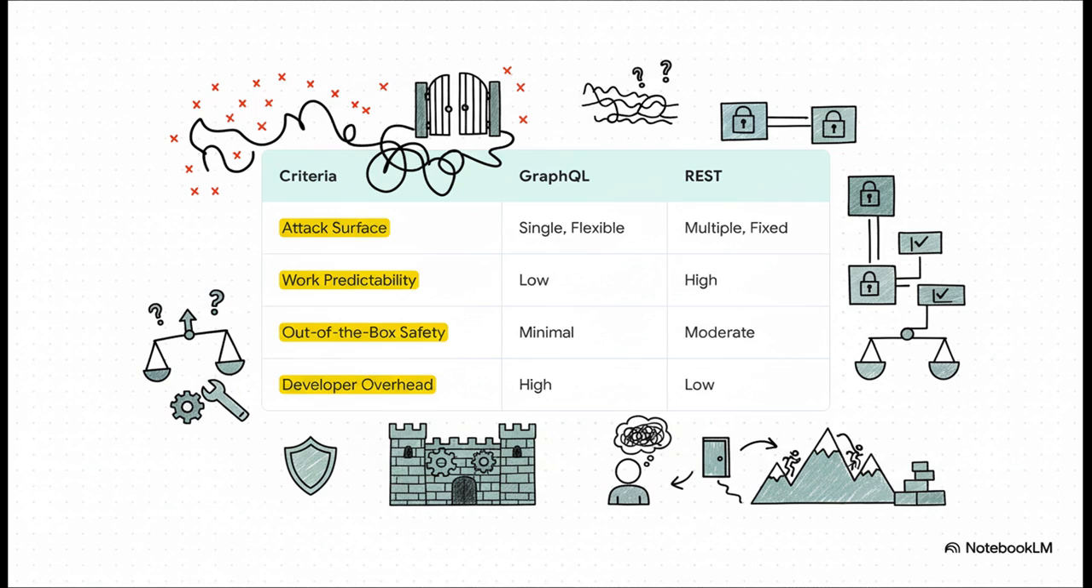How about out-of-the-box safety? GraphQL comes with minimal protections built in. You have to add all the guards yourself. REST has a whole ecosystem of mature middleware ready to go. And finally, developer overhead. As we just saw, securing GraphQL is a huge job. With REST, it's way more straightforward. The winner here seems pretty clear when you look at it this way.